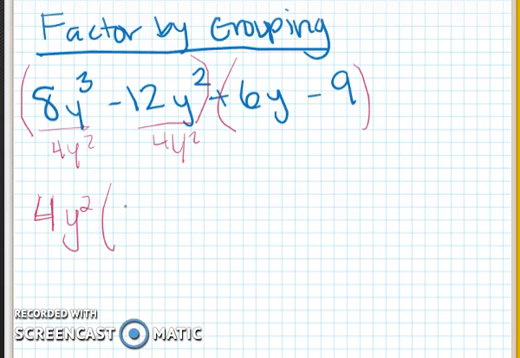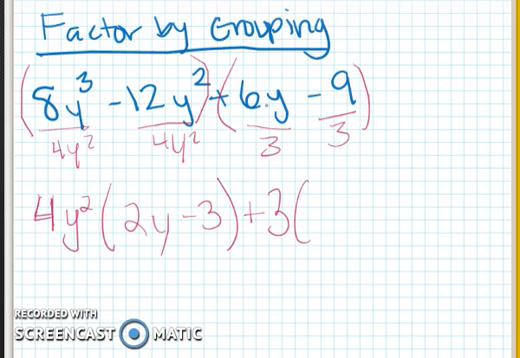This is going to be 8 divided by 4 is 2. Y to the third divided by y squared is y. And that's going to be negative 3. And there is no y. This next one looks like I can probably pull out a 3. So I'm going to pull out a positive 3. Divide everything by 3. This is going to become 2y, which is looking good, minus 3.